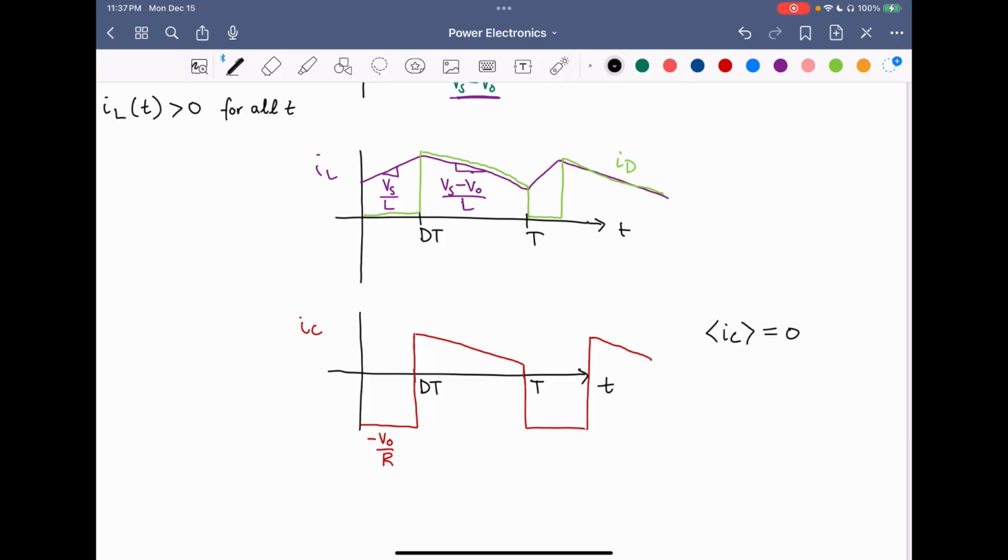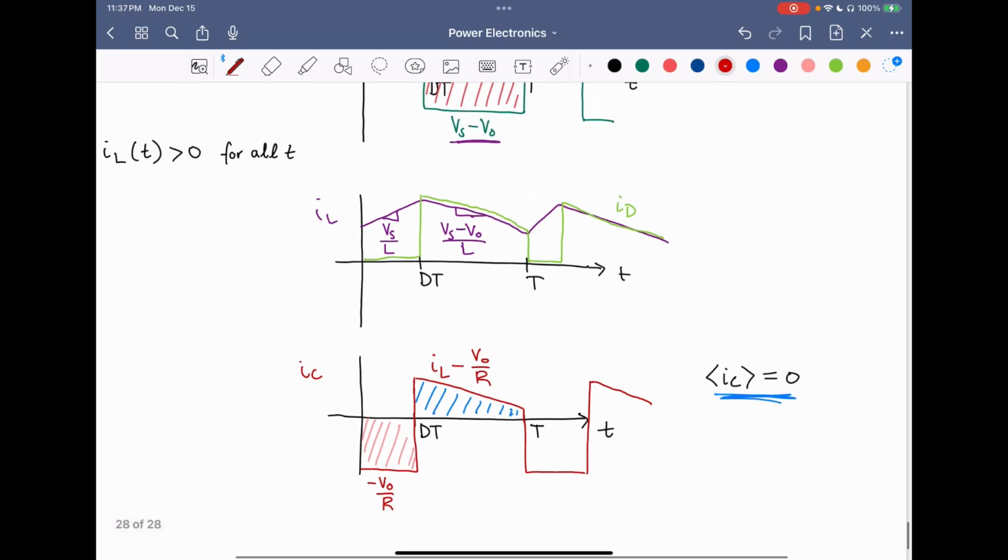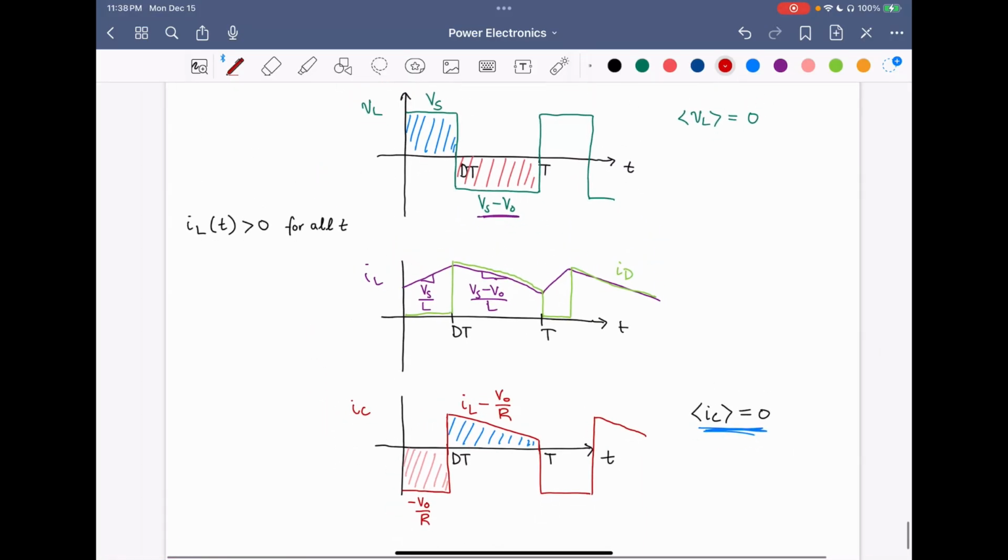So because of this principle here of the capacitor charge balance, we will have the average capacitor current equal to 0. So that means that this negative area here will balance with this positive area here. And this is equal to IL in this period minus V naught over R. So we've found some of the key voltage and current waveforms in our circuit.